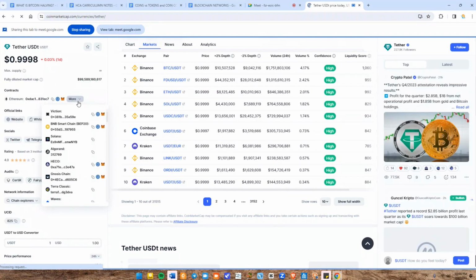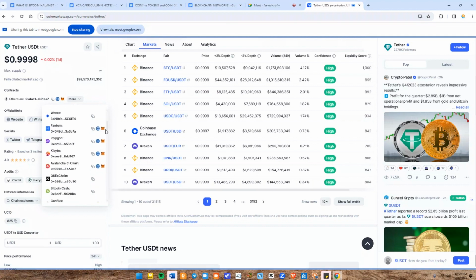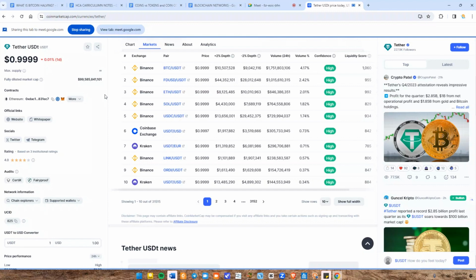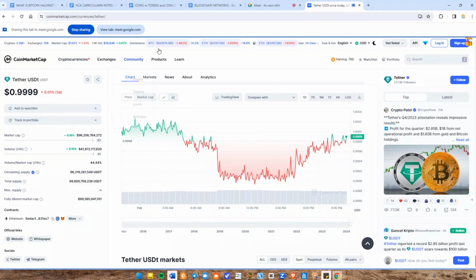We have Ethereum, which is the first one here. Then we have Viction, we have BNB Smart Chain, we have Solana, Algorand, Heco, Genesis, we have Terra Classic. You know, there are so many, and you can even scroll all the way down because I believe there are more than that. You can see all this. You can send USDT through any of these blockchain networks, but you need to understand, is the recipient able to know which blockchain networks they want to receive certain funds through, which we're going to learn very soon.